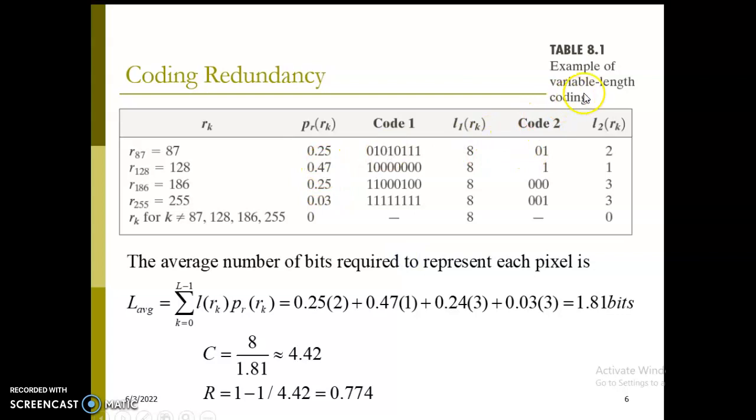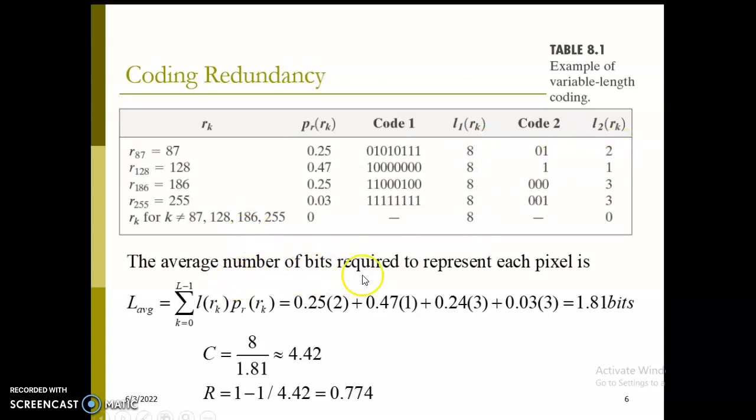Coding redundancy. Example of variable length coding: r_k, p_r(r_k), code 1, l1(r_k), code 2, l2(r_k). Here r87 equals 87, p_r(r_k) is 0.25, code 1 is 01010111, and then l1(r_k) is 8, code 2 is 01, l2(r_k) is 2.